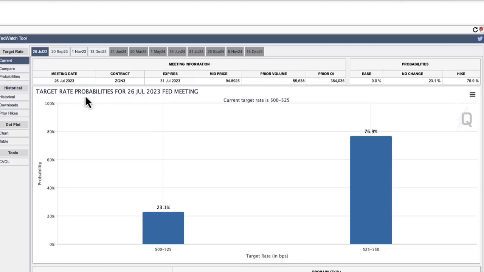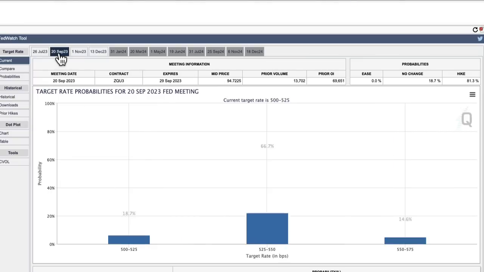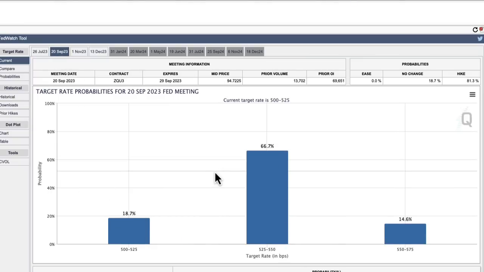In front of us is target rate probabilities for the July 26th meeting. There is a 77% chance now that they're going to raise rates. Nothing he did today changed that. So you see the 525 to 550. You can see the probabilities up here of a 77% hike or a 23.1% no change. And this is on the 23rd. Now, if we click up here, this is the FedWatch tool on CME Group, and it's free.